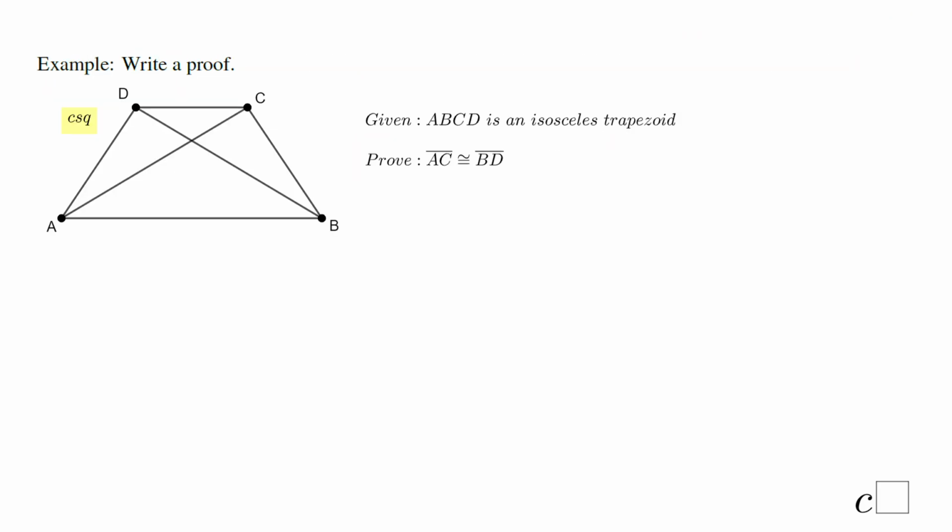In the last part of this lesson, we will take a look at some proofs. And the first one, we need to prove that we know that this is an isosceles trapezoid. So DC and AB are parallel. And also these two are congruent because it's an isosceles trapezoid. Can we prove that the diagonals, and if you notice AC and BD are the diagonals, are congruent?